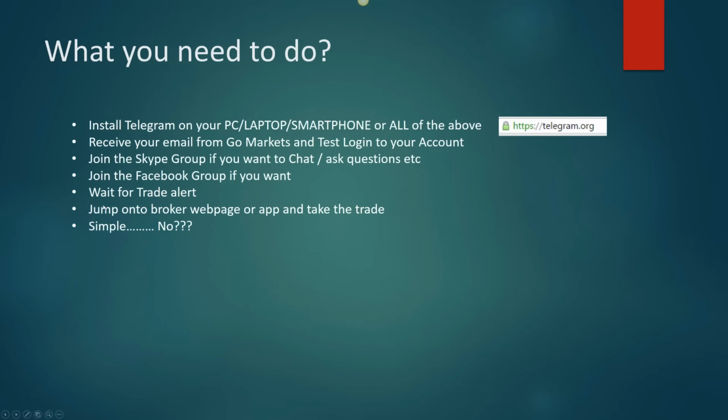Jump onto the broker once you get a trade. Jump onto the broker webpage or the app. Take the trade. It should be simple. We're trying to make it simple, easy. Idiot-proof money, I think, is something someone said. So we want to make this simple. If you guys don't understand this, then we're not doing something right. We're doing it wrong, so tell us, please.